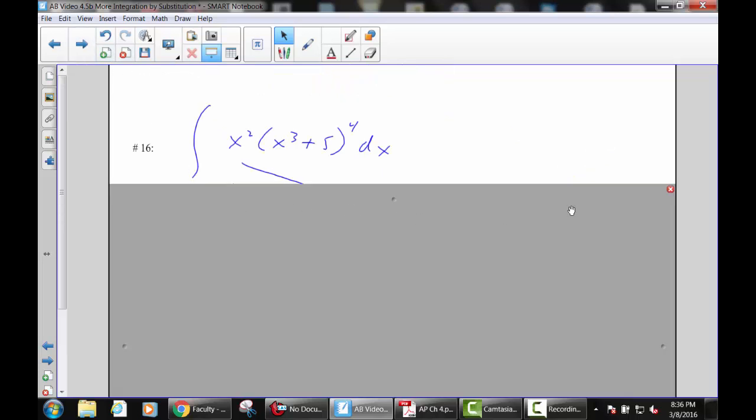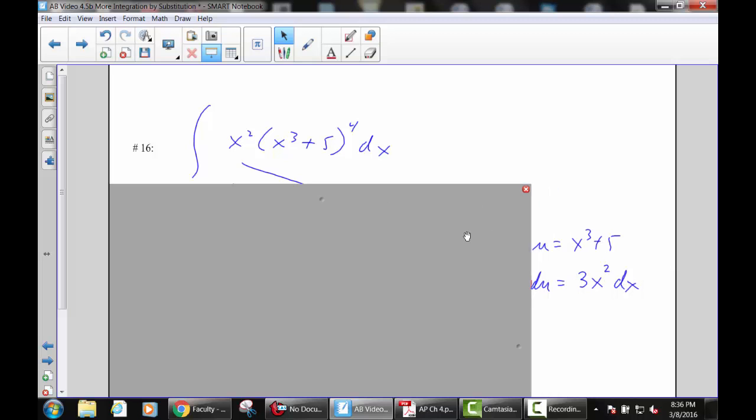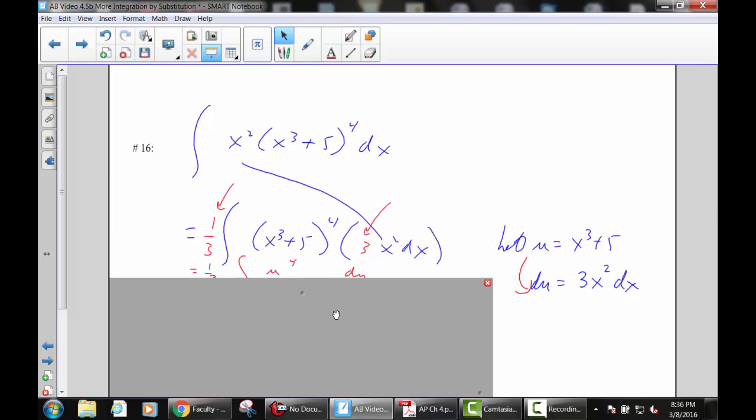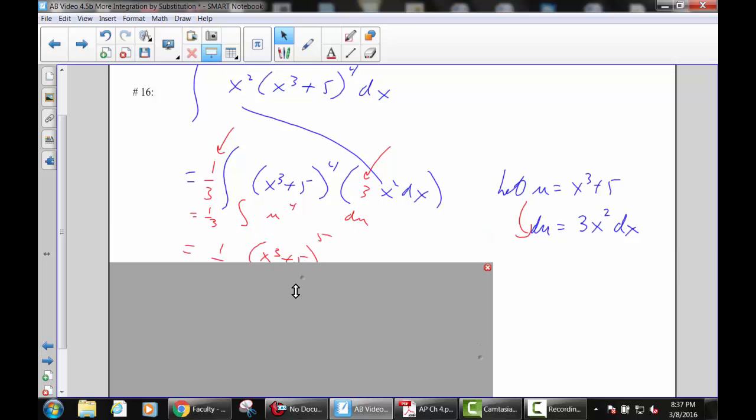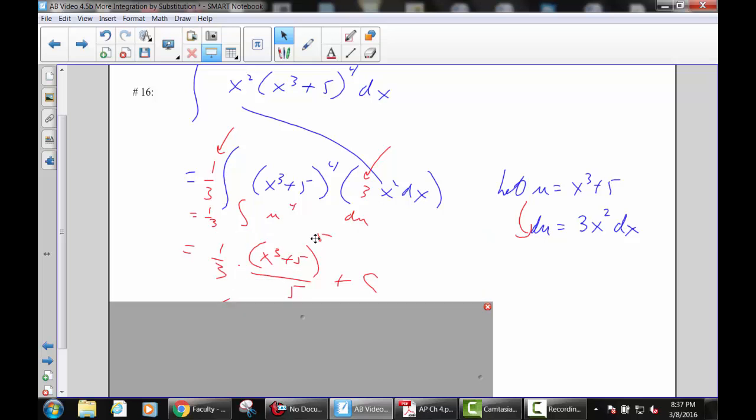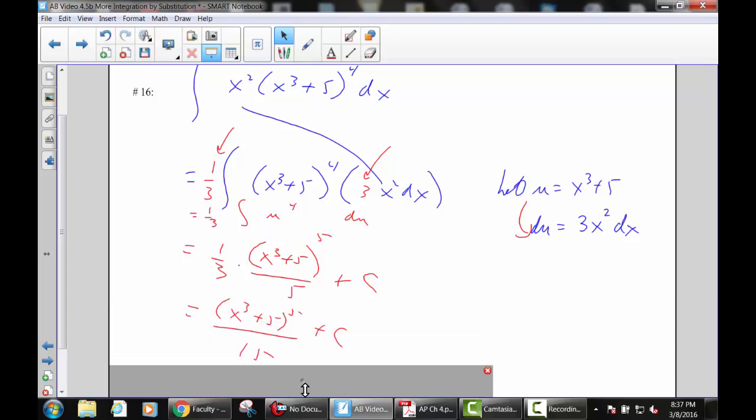So another example, obviously we're going to let u equal the contents of the parentheses, which is x cubed plus 5, and the derivative of that will be 3x squared dx. So it turns out that we have the x squared dx. The only thing we're missing is the 3. Introduce the 3, counteract with a third, write it in terms of u if that helps you. So it's 1/3 integral u to the 4th du, which is 1/3 u to the 5th over 5 plus c, and of course u is x cubed plus 5, and then I'm just simplifying. 3 times 5 is 15.